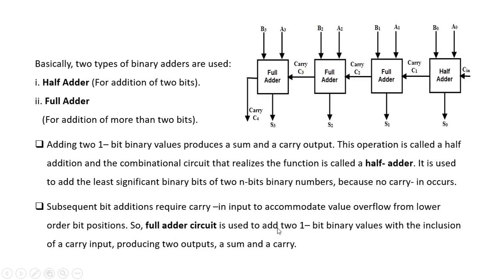Full adder circuit is used to add two 1-bit binary values with inclusion of carry input. You are adding two 1-bit numbers along with the carry from the lower stage, so you will get two outputs, one sum and one carry.